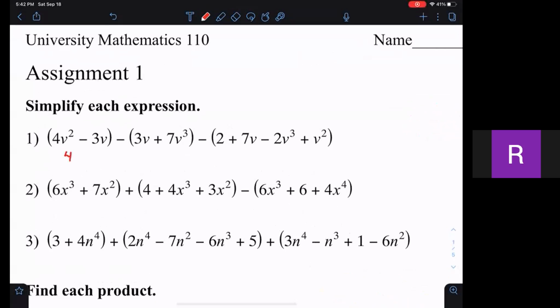So you can do 4b squared minus 3b minus 3b minus 7b cubed minus 2 minus 7b plus 2b cubed minus b squared, right? And now you need to combine like terms. So let's start with b cubed. So we have 2, right? So that's going to be negative 5b cubed.